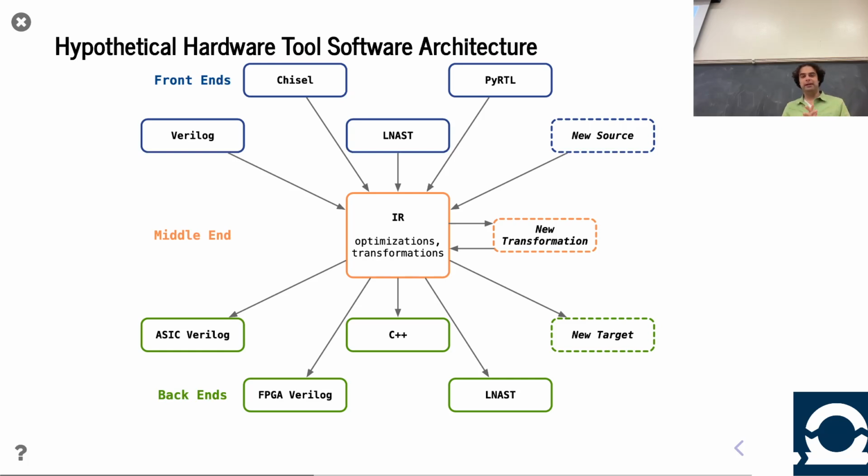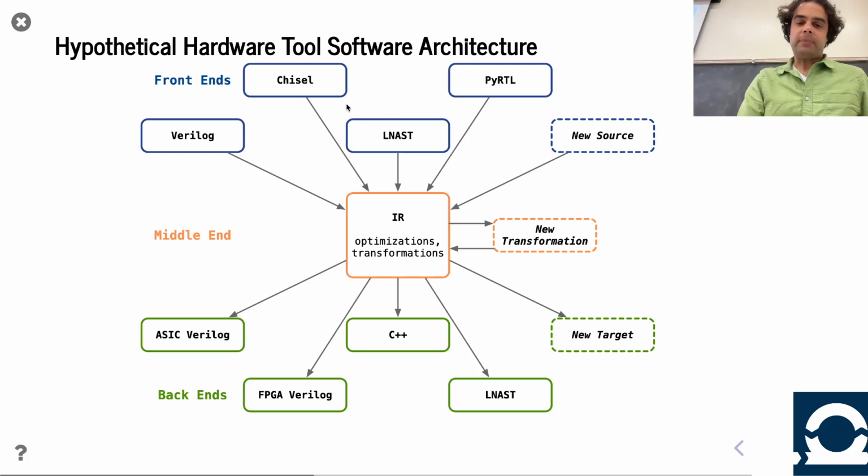Cool. So to show how it all fits together, here's a hypothetical world which doesn't quite exist, but I'm showing you what it could look like. Imagine you had a really awesome hardware IR in the middle. That is the key point. And so you could have different front ends for different languages, for example Verilog, Chisel, Pertle. LNAST is an IR from Professor Renau's group here at Santa Cruz.